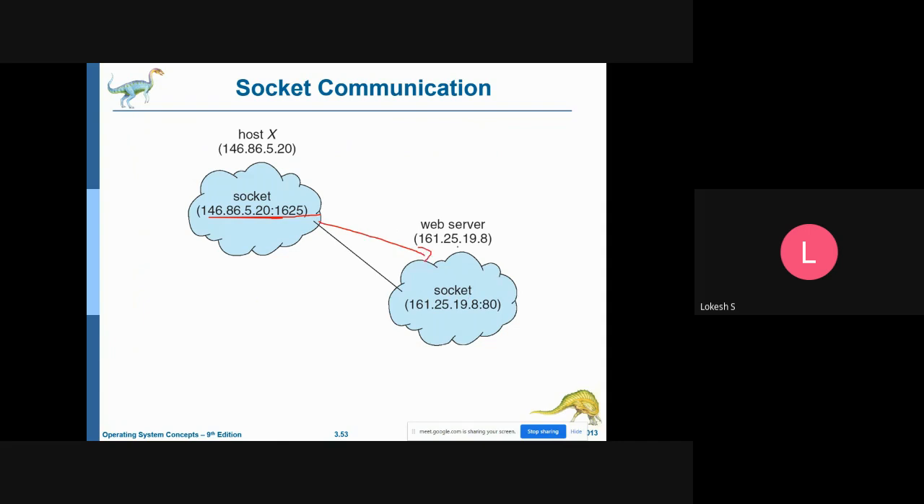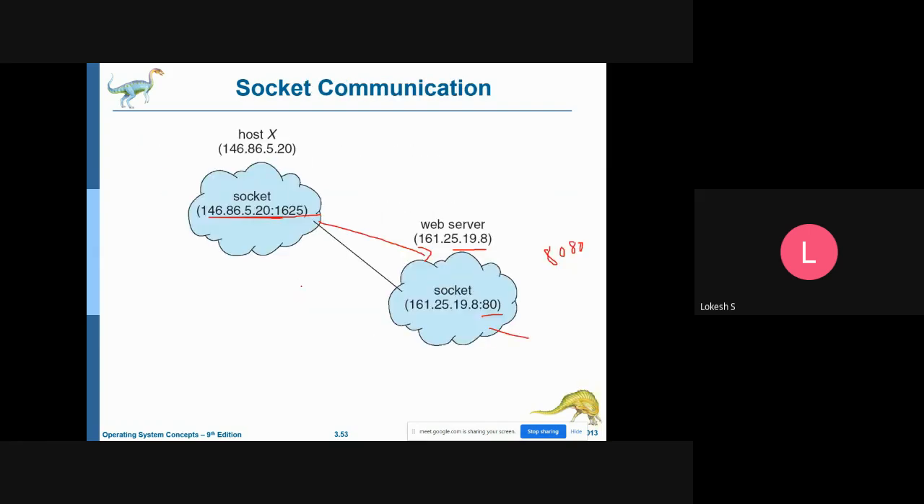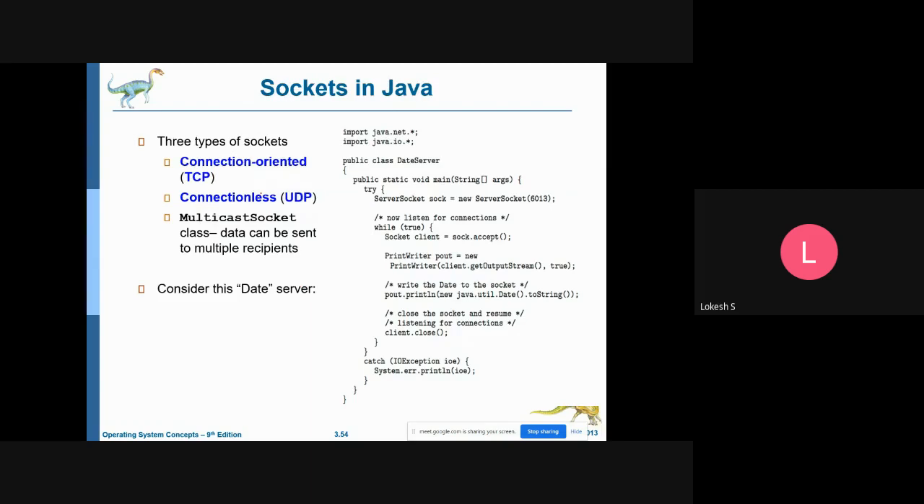The web server has its own IP address. One web server has one socket, and the host has one socket. The host mentions its IP and port number to the web server. The web server has port number 80. Both sockets, each with an IP address, communicate with each other. This is the way we do communication in the network.